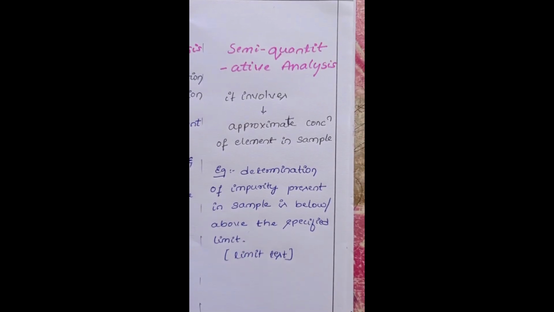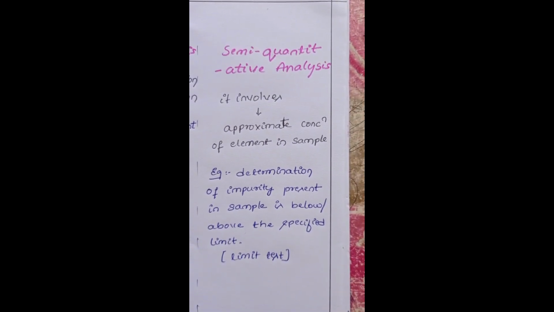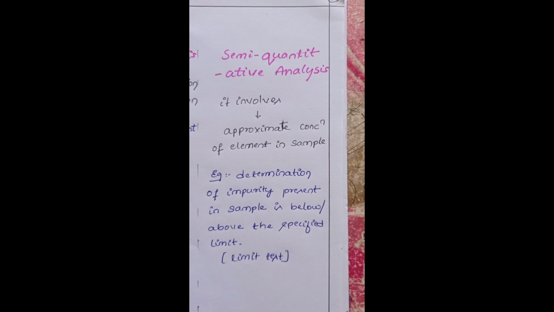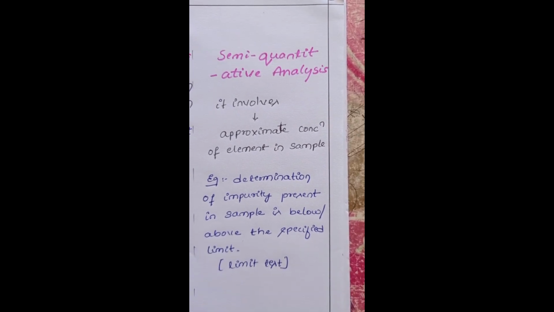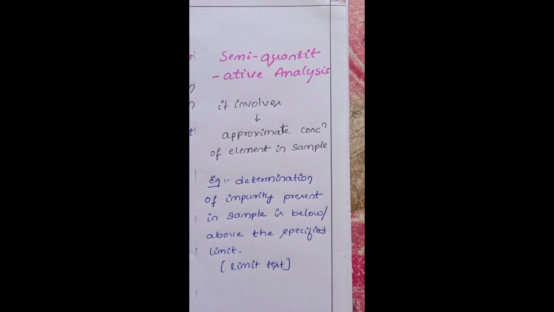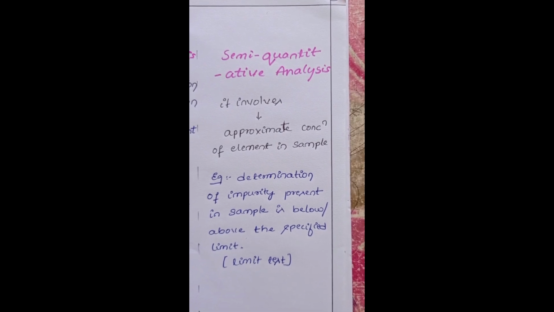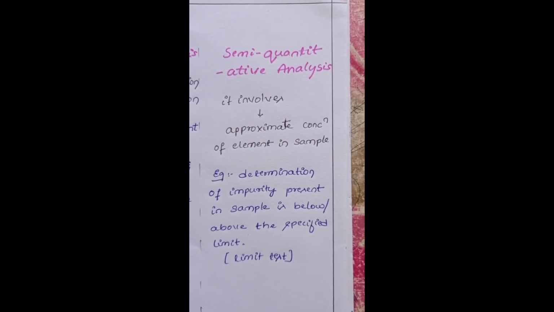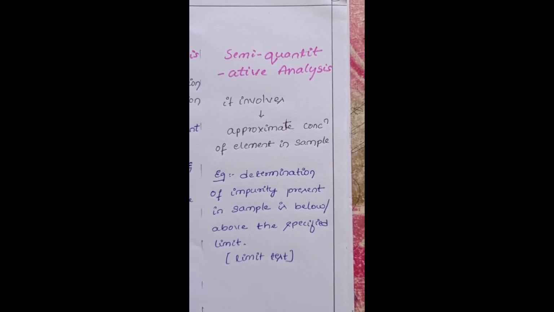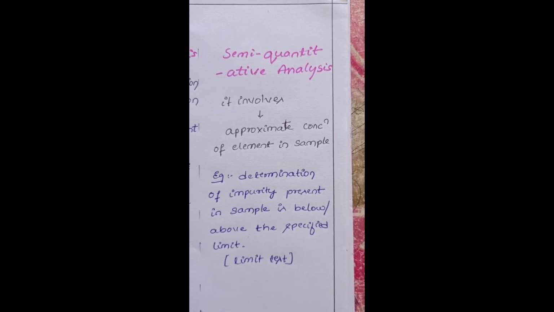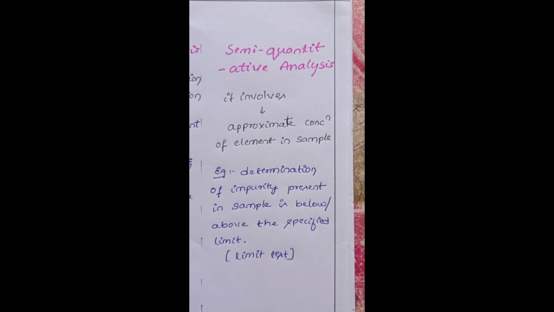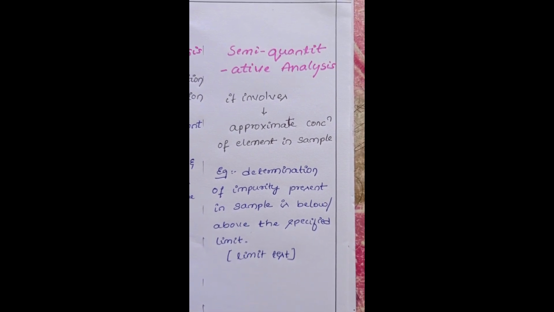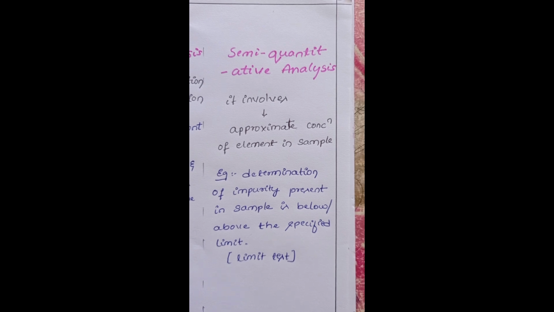Semi quantitative analysis. This may or may not be considered a type, but it involves approximate concentration of an element in a sample. That means it gives a range, whether it is below the standard limit or above the standard limit. For example, determination of whether impurity present in a sample is below or above the specified limits, like the limit test which we perform in pharmaceutical chemistry.